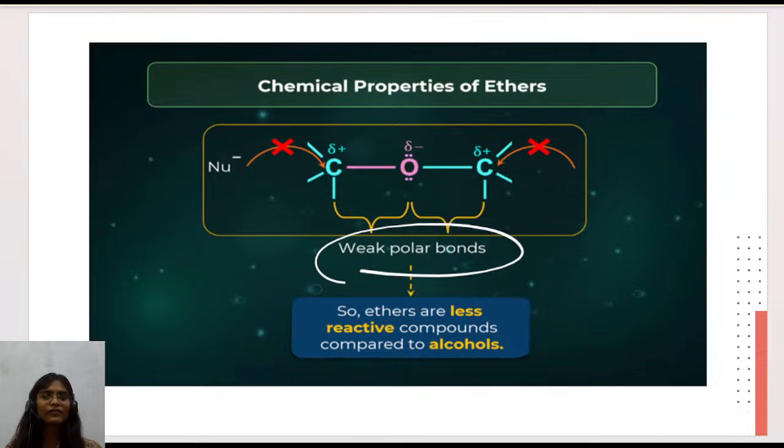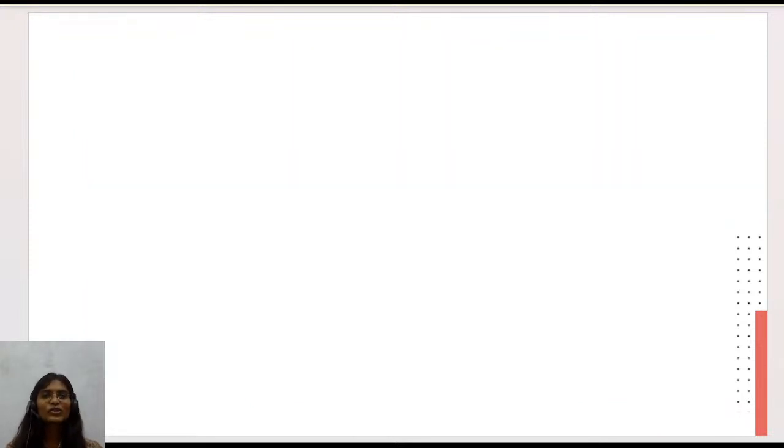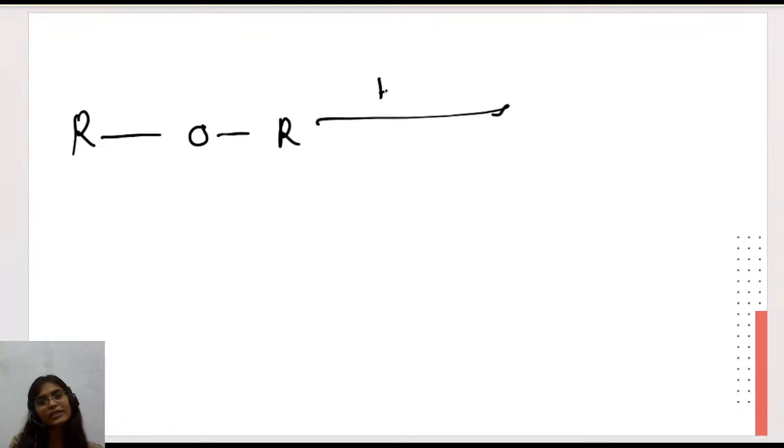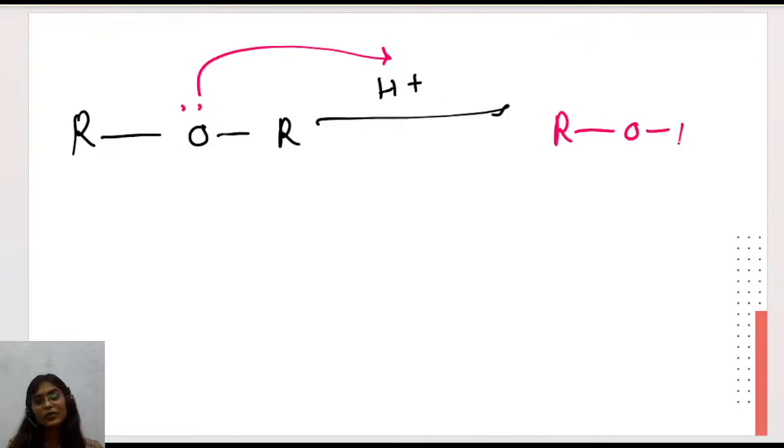But there is always a problem. For example, if you have ROR and you use some acid, let's say H positive, the oxygen has a lone pair and the H positive will attack there. Although ethers are not reactive, we are converting the ether into a reactive species. Now oxygen carries a positive charge, so the bond breaks quickly and we get ROH. This is how it's going to react.